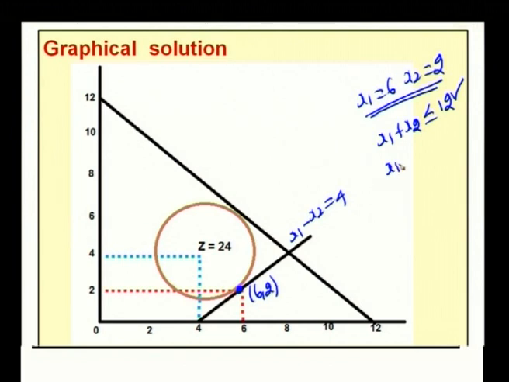Now, the second constraint is x1 minus x2 greater than or equal to 4. So, 6 minus 2, 4, is greater than or equal to 4. So, with x1 equal to 6 and x2 equal to 2, both the constraints are satisfied. Moreover, the point (6, 2) lies in the feasible region A, B, C.